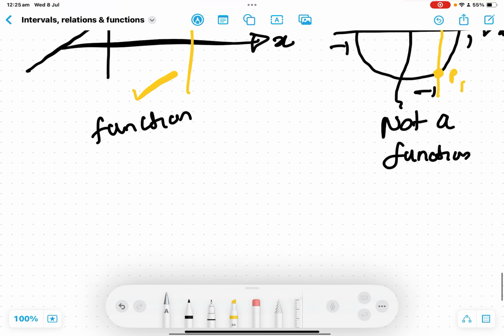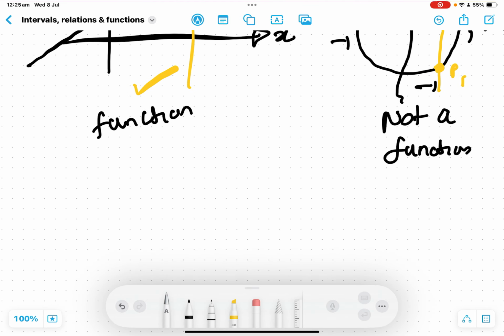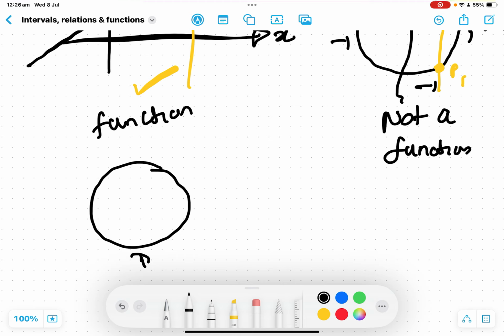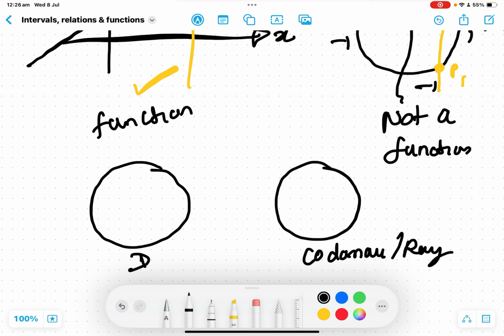There's another terminology we use with functions. So let's say this is your domain and this is your codomain or the range, and in the domain you have x, in the codomain you have y. So x is called the pre-image, and y is called the image.